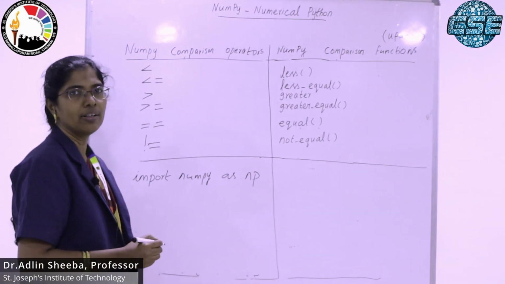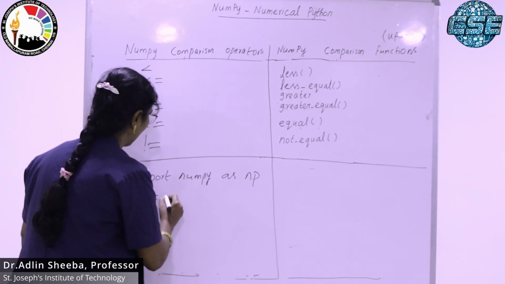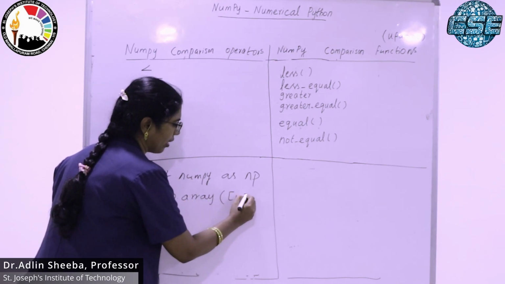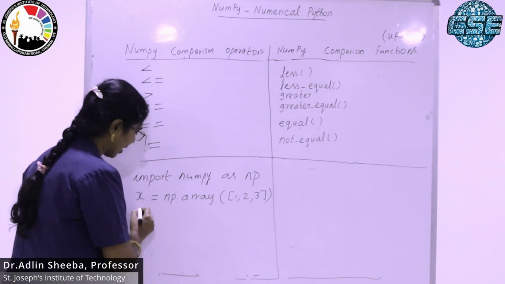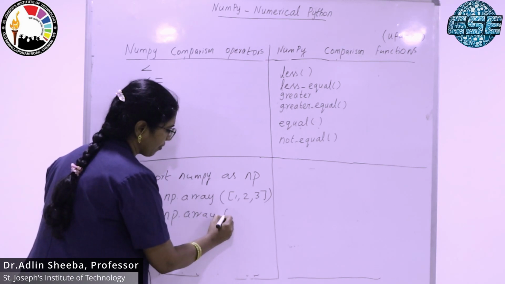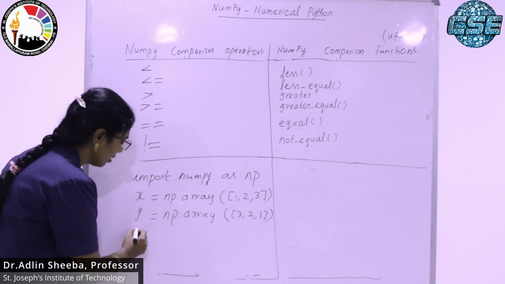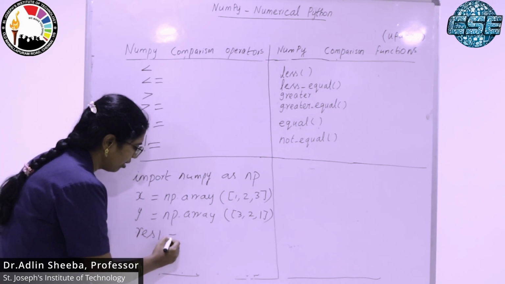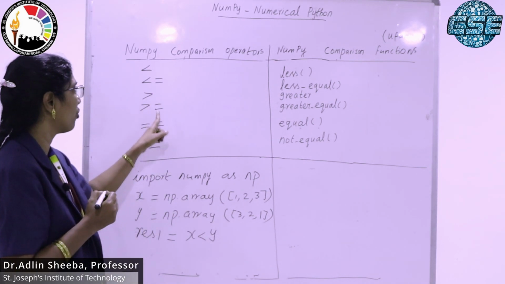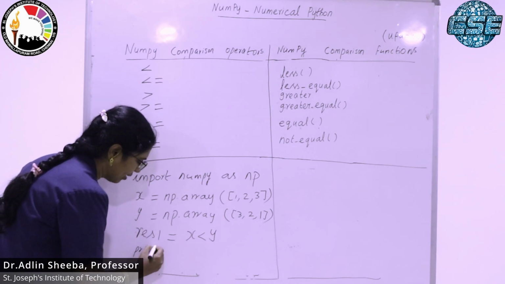So now we are going to create two arrays for comparison. The first one is x equal to np dot array of 1, 2, 3. And second one we have is y equal to np dot array of 3, 2, 1. So now we are going to compare. So I am having a new variable result 1 which is equal to x less than y. Okay. As we are going to perform the less than comparison, I have written x less than y and then I am printing the result.